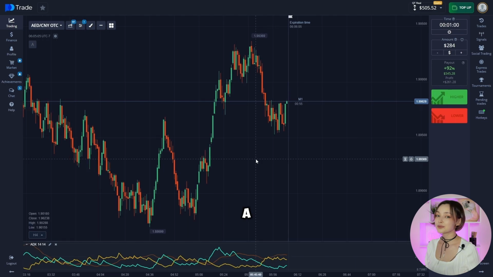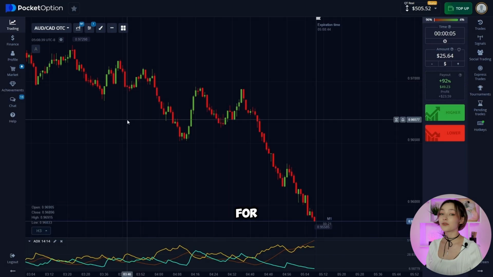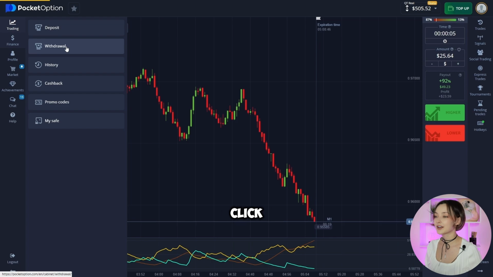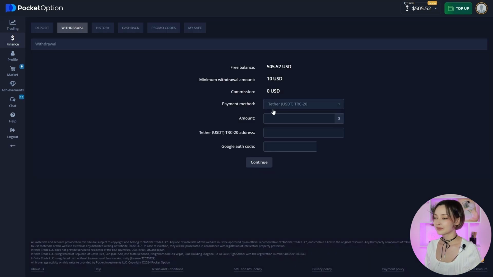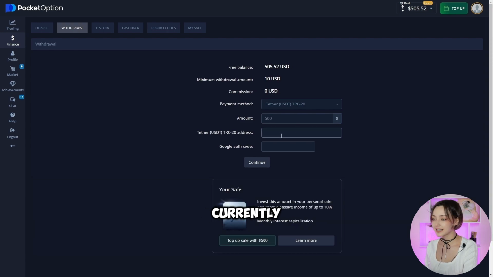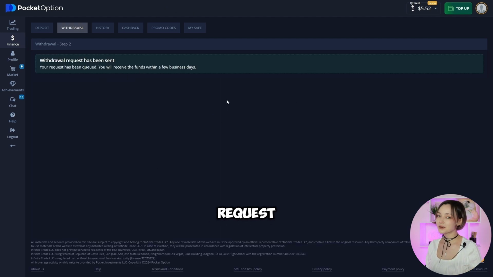Well, let's record our profit and withdraw our money. So for the withdrawal, we go to the finance section, click on withdrawal. Then we want to write the amount of our withdrawal, which is $500 in my case currently. Then enter in the address of our wallet. Then the confirmation code. Click on continue. Our withdrawal request has been successfully submitted, and that's it for today, guys.